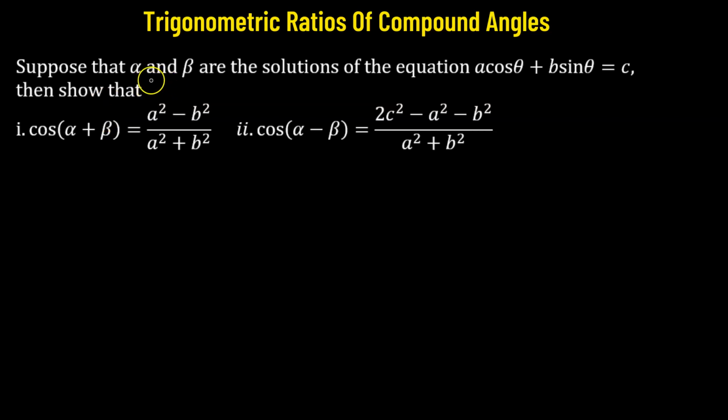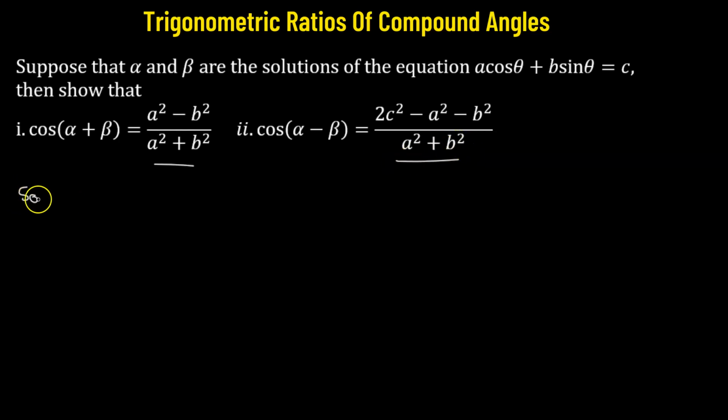In this problem, it's given that alpha and beta are the solutions of the equation a cosine theta plus b sine theta equals c. Using this fact, we have to prove that cosine of alpha plus beta has this particular expression and cosine of alpha minus beta is given by this particular expression.